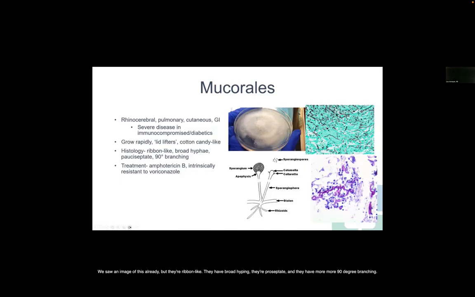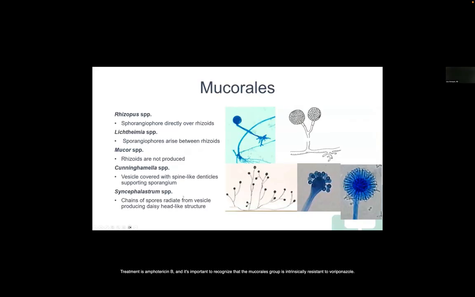We saw an image of this already, but they're ribbon-like, they have broad hyphae, they're pauciseptate, and they have more narrow, more 90-degree branching. Treatment is amphotericin B, and it's important to recognize that the Mucorales group is intrinsically resistant to voriconazole. And so I show you some examples here. The most common cause of a zygomycete infection is Rhizopus, and this is where the sporangiophore rises directly over the rhizoid. So that's an example of Rhizopus there.